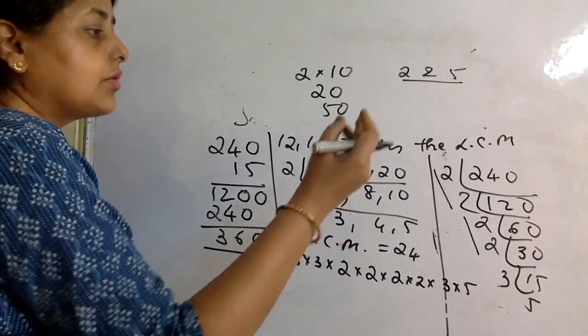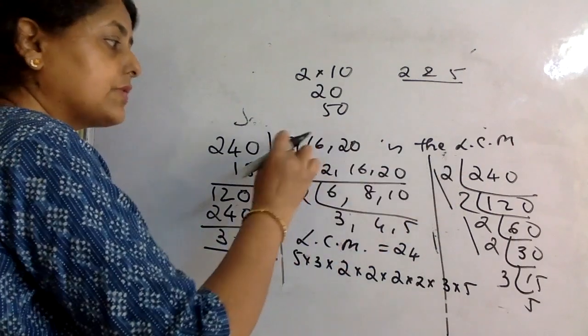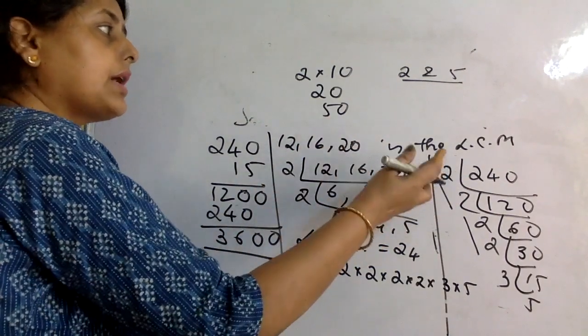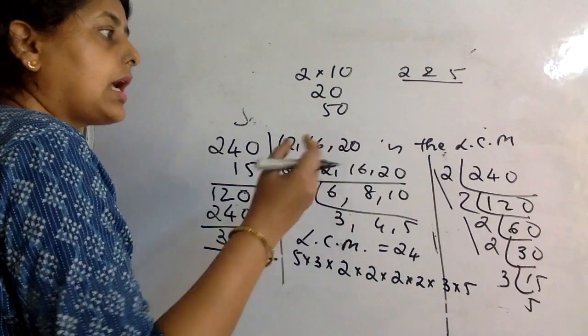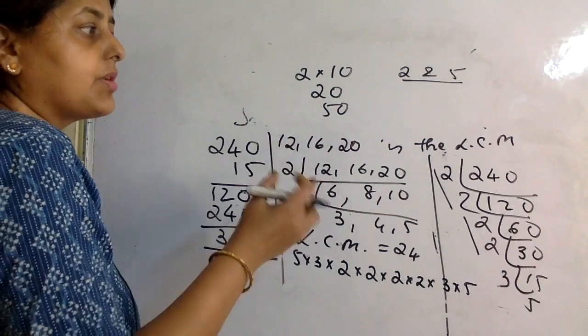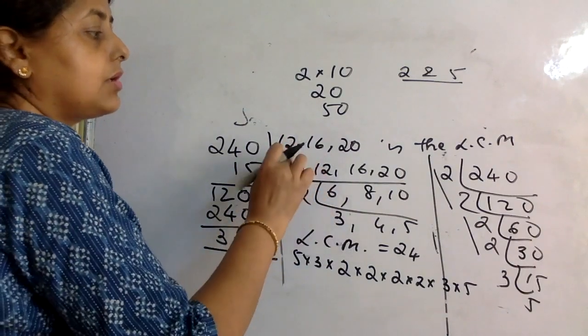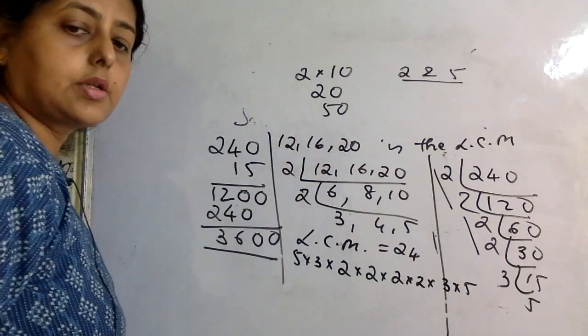So we had got a number 240 which is divisible by these three. We multiplied that number with a 15 just to make it a perfect square, but remember it is still divisible by these three numbers.